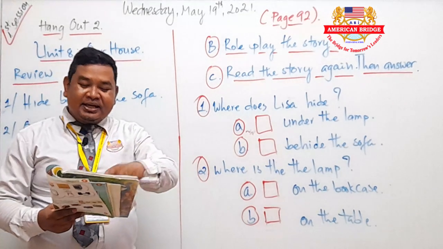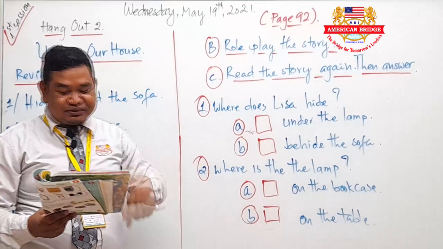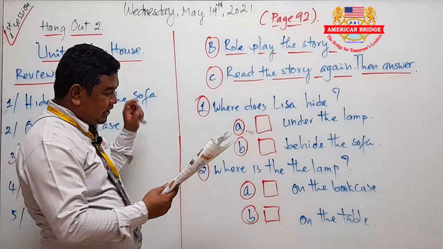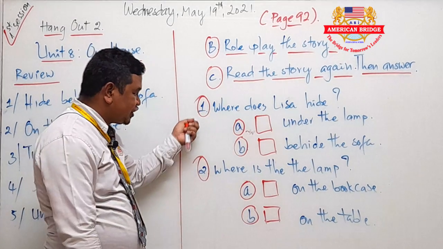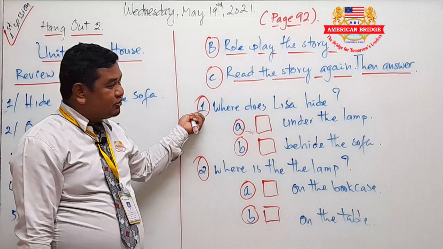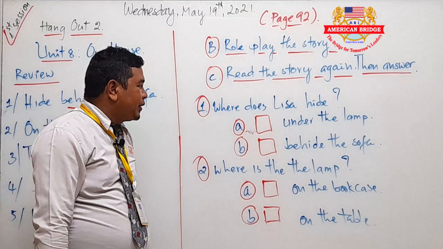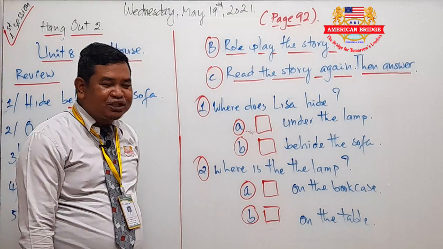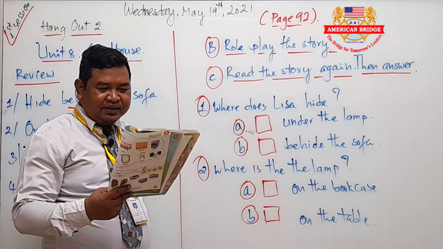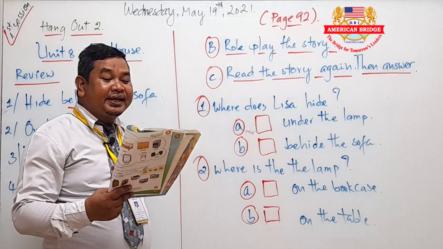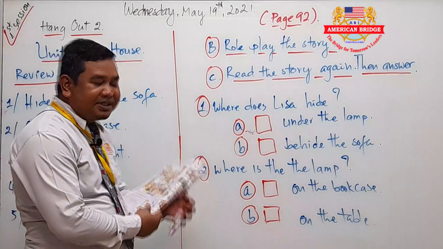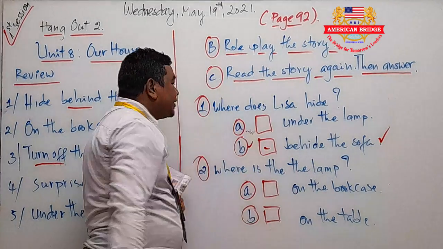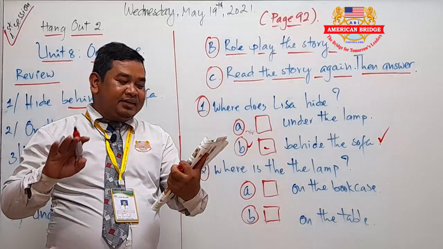So students, you listened yesterday, and now you do the role play. Role play the story, and for part C, read the story again and answer the questions. You have to answer two questions only, related to the listening that you learned yesterday. So where does Lisa hide? Under the lamp or behind the sofa? You have only two questions. So Lisa hides behind the sofa. Letter B is the correct answer.